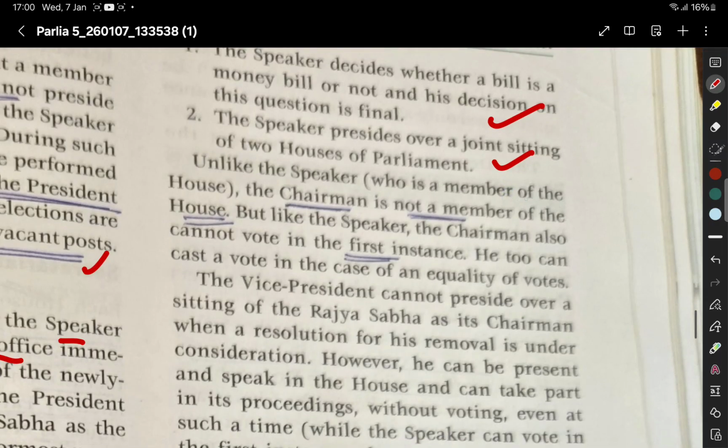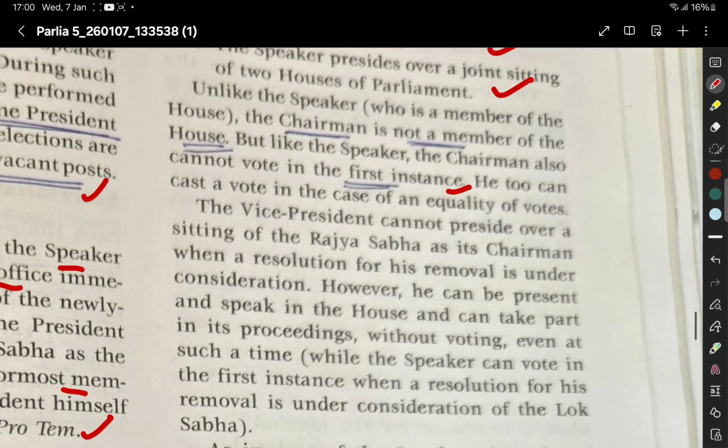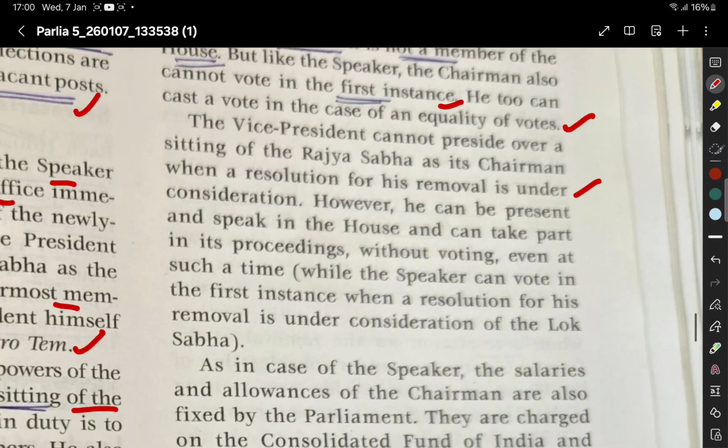Unlike the Speaker, who is a member of the House, the Chairman is not a member of the House, but like the Speaker, the Chairman also cannot vote in the first instance. He too can cast a vote in the case of equality of votes. The Vice President cannot preside over a sitting of Rajya Sabha as its Chairman when a resolution for his removal is under consideration. However, he can be present and speak in the House and can take part in its proceedings without voting, even at such time. While the Speaker can vote in the first instance when a resolution for his removal is under consideration in the Lok Sabha.